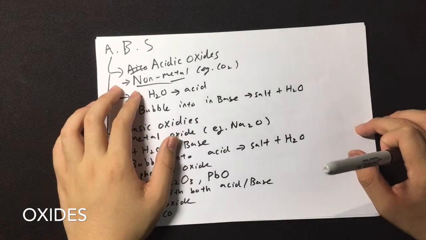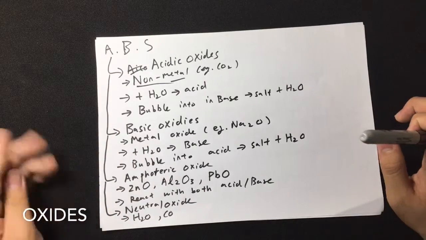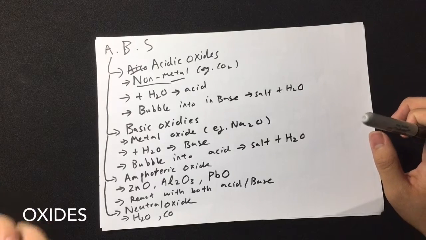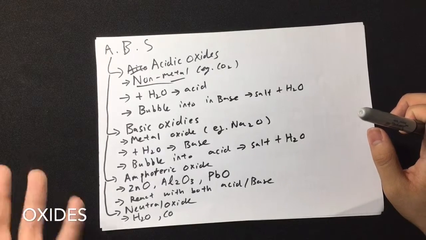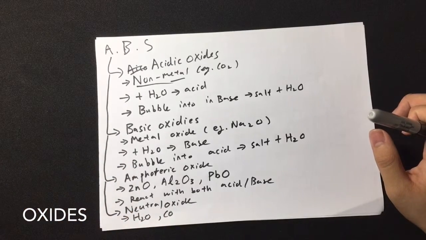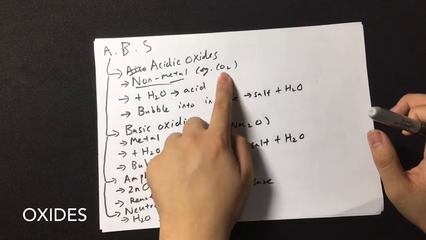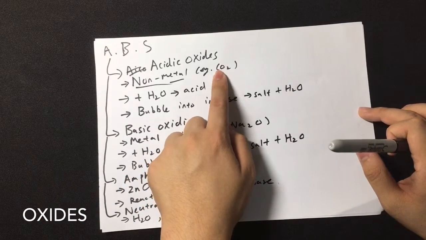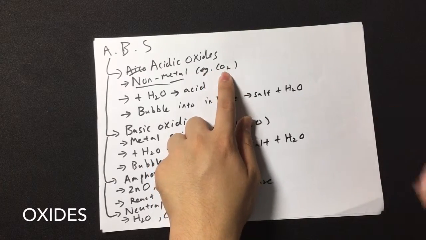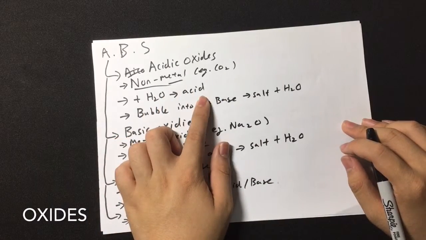Now we will move on to talking about the next part of ABS, which is the oxides. There are a total of 4 oxides that you need to know. The first two are very common sense, acidic oxide. As the name suggests, acidic oxide has to do with acid. The first thing you must know is that all non-metal oxides are known as acidic oxides. Carbon dioxide is a non-metal oxide because carbon is a non-metal, hence it's an acidic oxide. And if you react it with water, you will get acid.